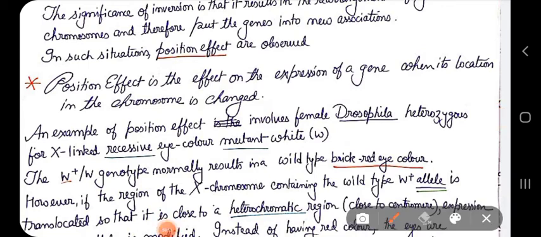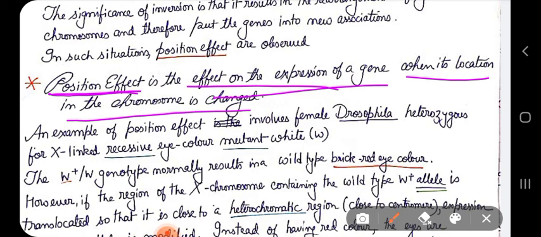And an example of position effect. What is the position effect? Position effect is the effect on expression of the genes when their location in the chromosome is changed. So when we are doing inversion, we are making a different orientation of the arrangement of genes because they are arranged in inverted order. So we are changing the position of those genes, and that's how position effect comes into play. Position effect simply means the effect on expression of a gene when its location in the chromosome has changed.